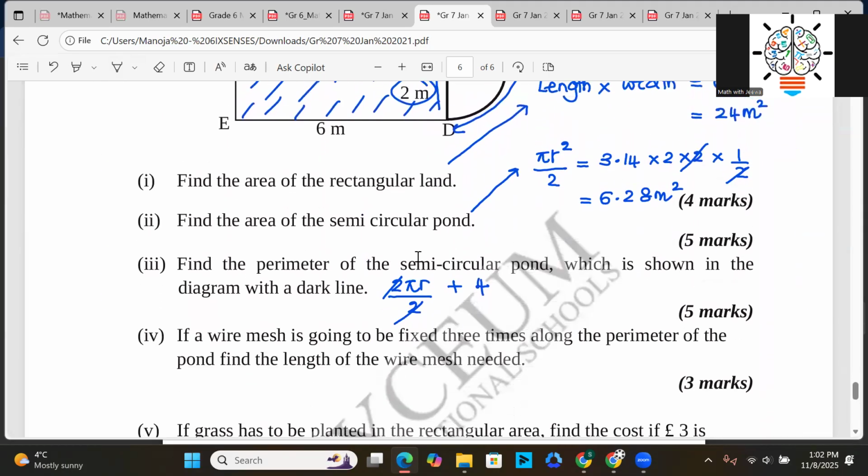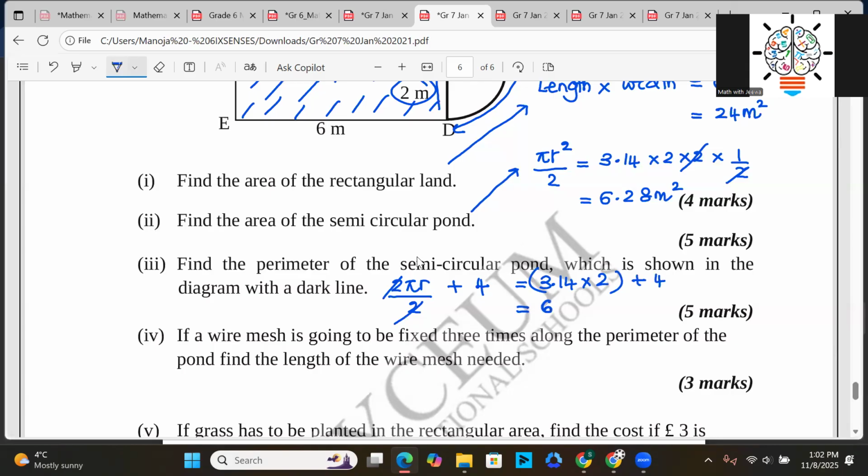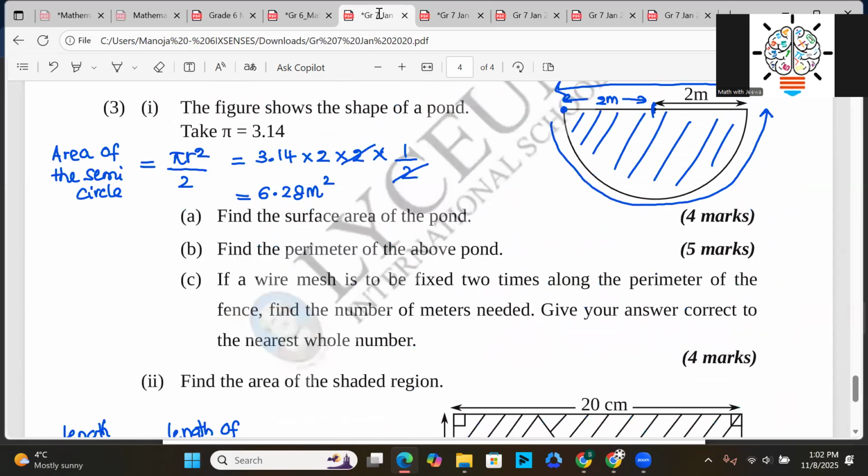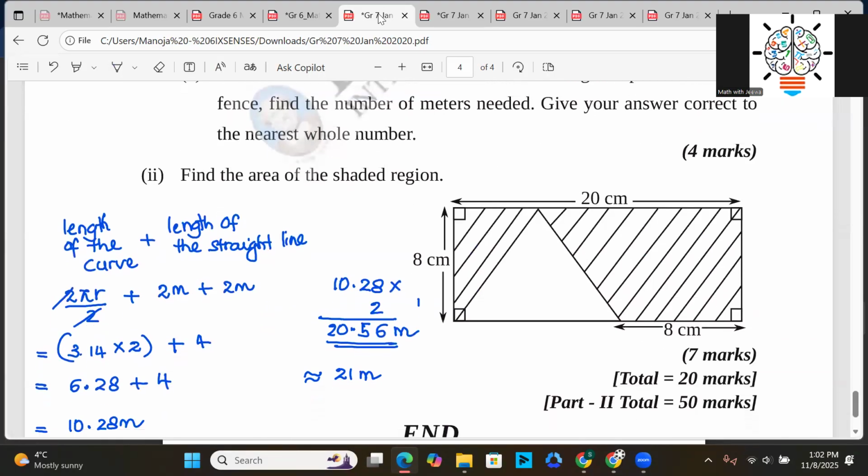So then here the curve part is 2πr divided by 2, and then the π here, we have 3.14 multiplied by 2r and plus 4. So then you get the answer 6.28 plus 4. The answer is 10.28 meters. Now children, you can see whatever the information they have given, they're asking the same kind of thing that we did here also, right? We found it. So then it gave me 10.28.